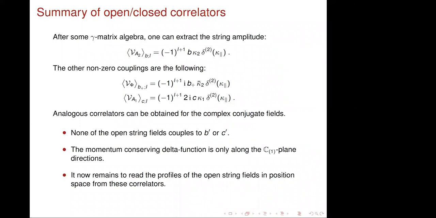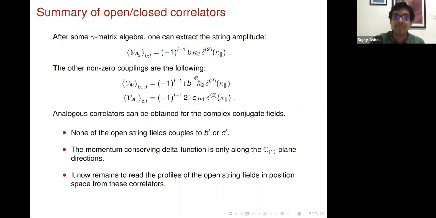Sorry, Sujay, what was this kappa 2 and kappa bar 2 and so on? So these are just complex momenta. So this is something like K3 plus iK4, and K1 is K1 plus iK2. Sorry about that.